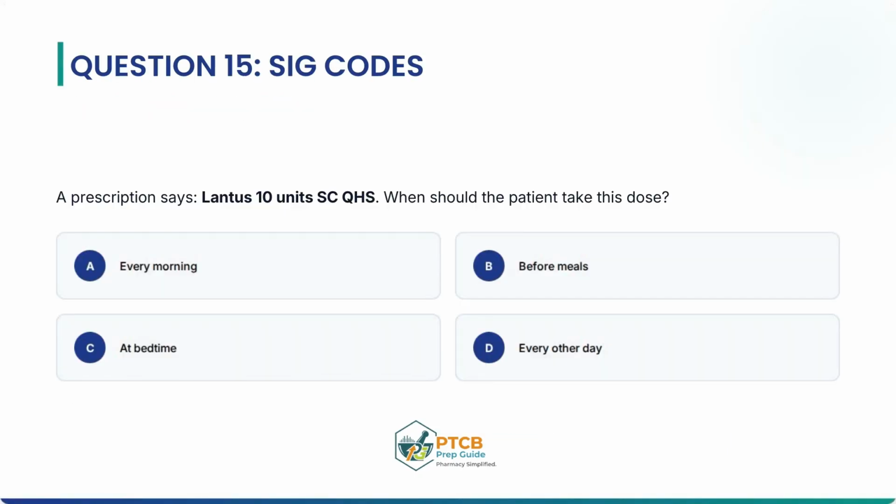A prescription says, Lantus 10 units, SC QHS. When should the patient take it? Option A, every morning. Option B, before meals. Option C, at bedtime. Or option D, every other day.